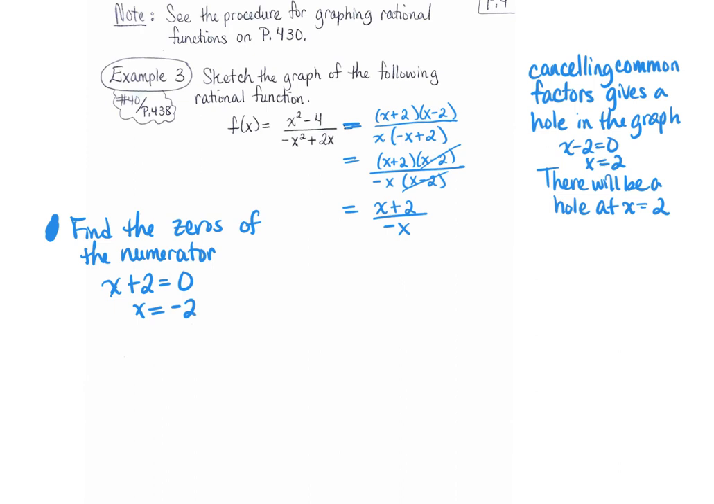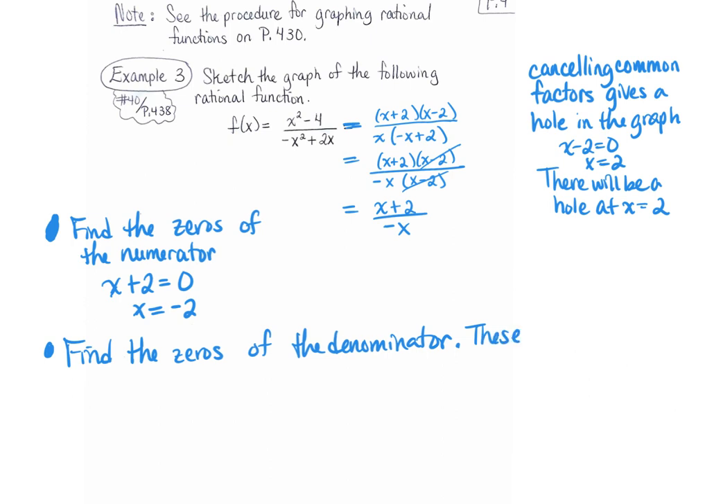But this is not a vertical asymptote because we're looking at our numerator, right? That's just an observation. So now we need to find the zeros of the denominator. And what are the zeros of the denominator? Specifically, we're going to find our vertical asymptotes. That's what this step is doing.